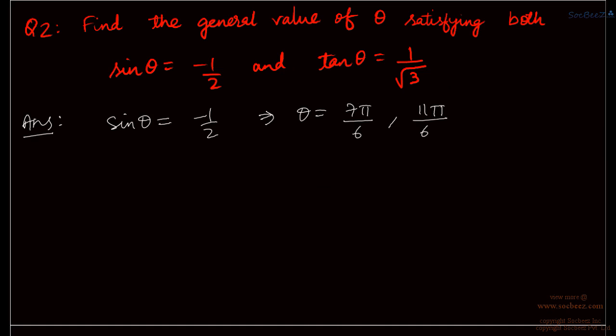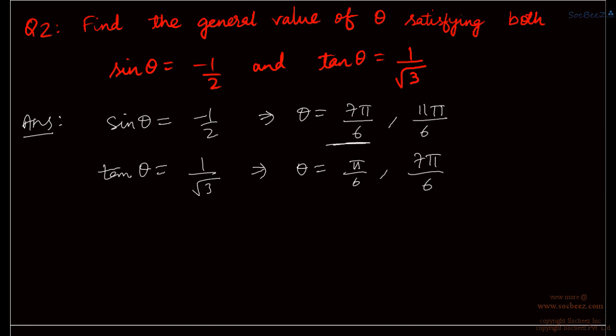Okay. Similarly, let's find the solution of tan theta equal to 1 by root 3. Now tan theta equal to 1 by root 3 is directly 30 degrees, that is pi by 6. The other solution will come in the third quadrant where again tan theta is positive. Now we know that tan has a period of pi. So pi plus pi by 6 will also give a solution, that is 7 pi by 6.